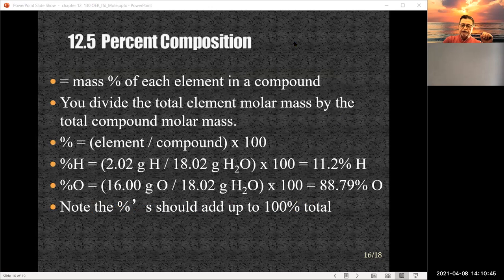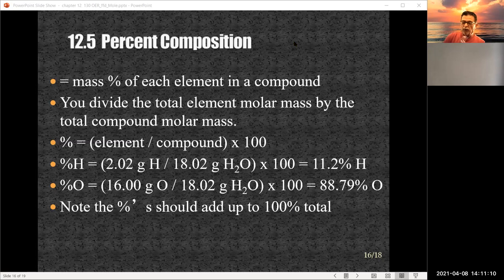All right, percent composition, pretty close to the end here. If you bear with me, we can just knock it out. Now we talked about the molar mass and how to calculate that. Now we take it one step further. We can determine the percent composition of every element in the compound.